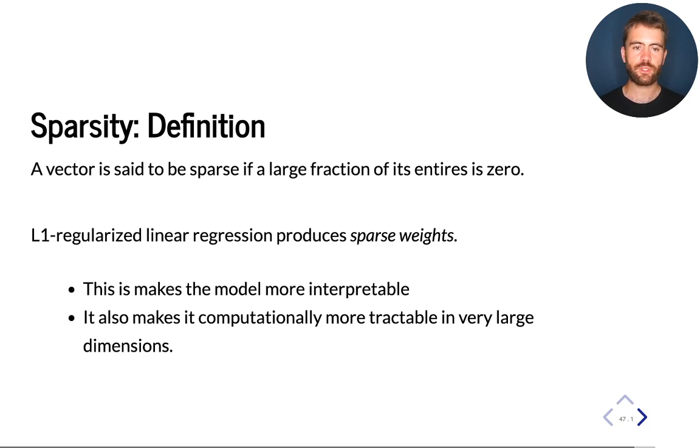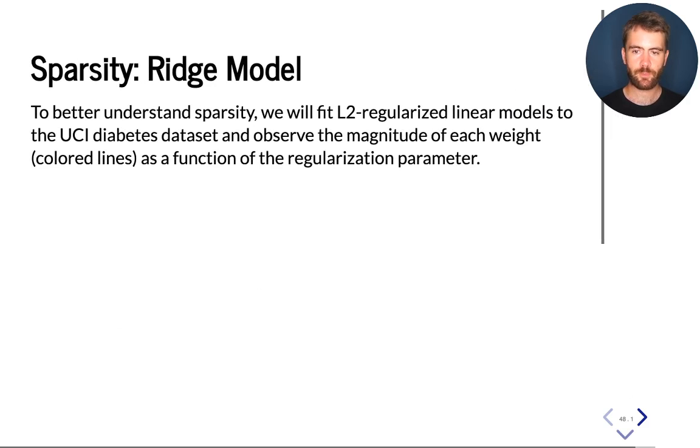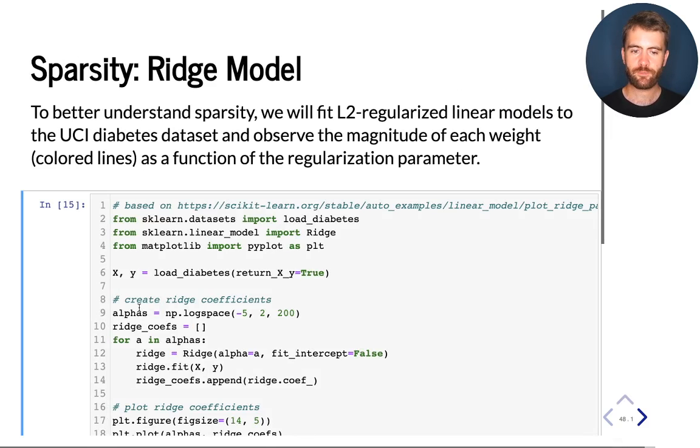So sparsity is really important, and it's a really important concept in machine learning. And now, just to illustrate this in a little bit more detail, I'm going to implement Ridge and Lasso on a particular problem that we've seen earlier. This problem is again going to be our diabetes prediction task.